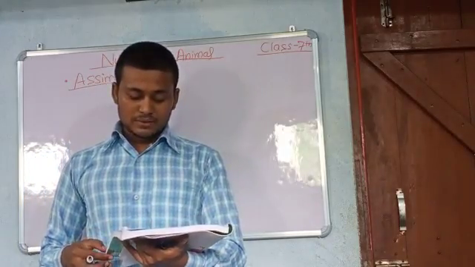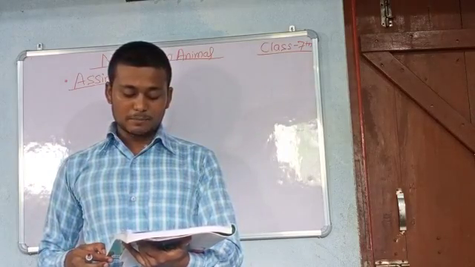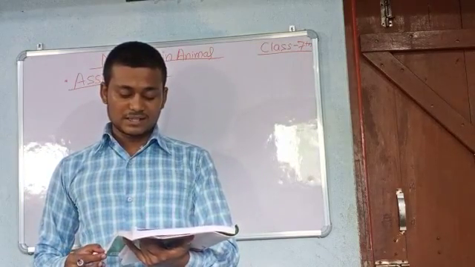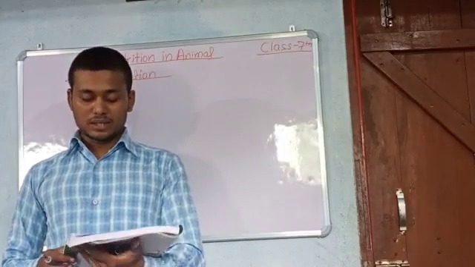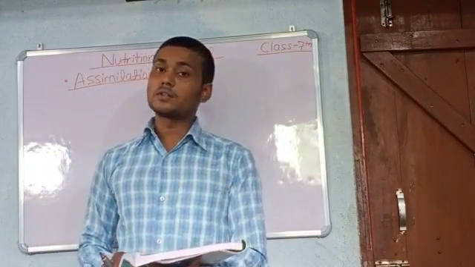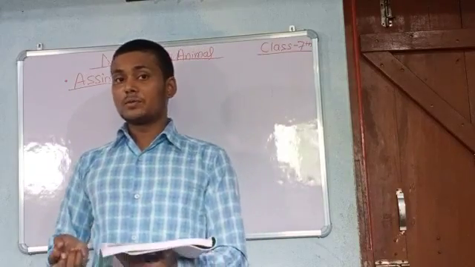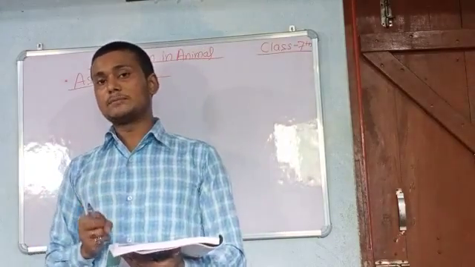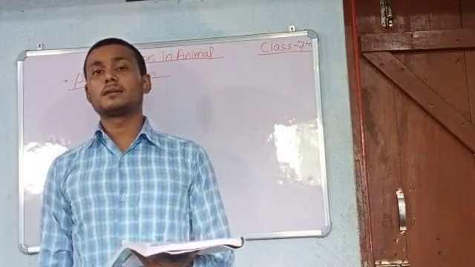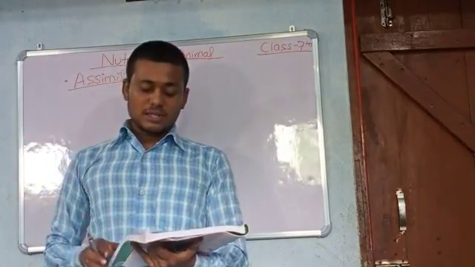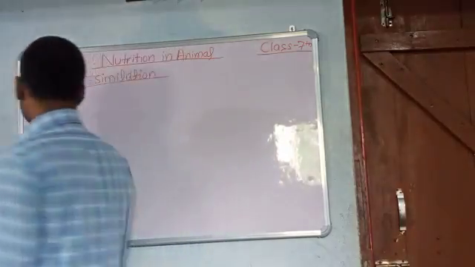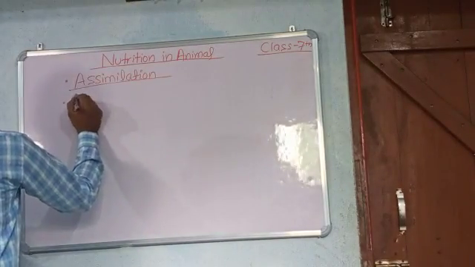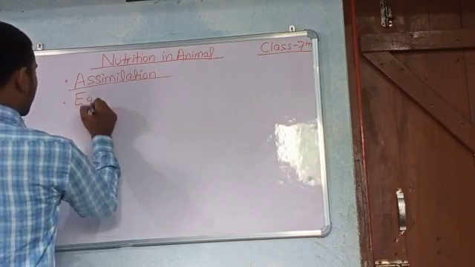Okay, so amino acids are used for building and repairing body parts, and fatty acids and glycerol are stored under the skin, and they act as an energy reserve. So this process is very important. After digestion, whatever food is absorbed goes into the blood, and the blood transports it to different parts of the body. Okay, the process is called assimilation. Now the last topic is egestion.